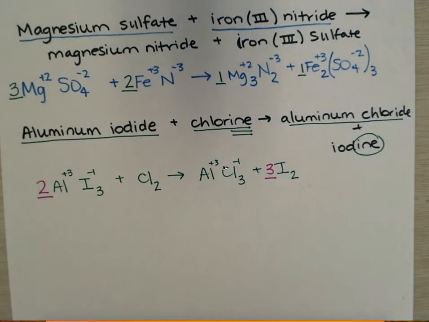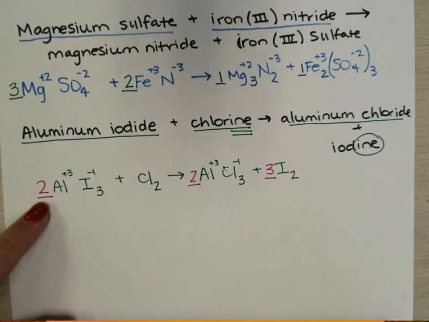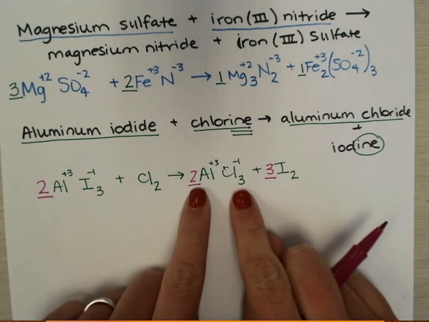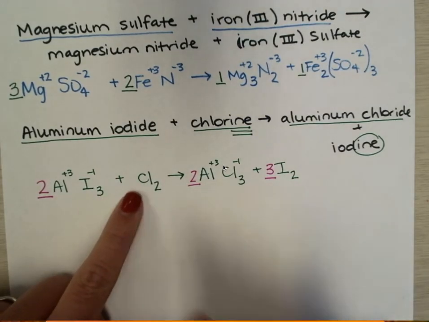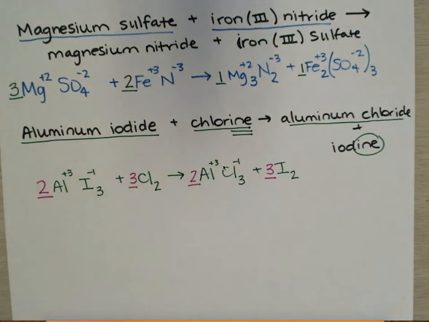But now I've changed my aluminums by doing that, so I need to put a 2 for my aluminums here. That now gives me 6 chlorines on this side of my equation. So on my reactant side, I need to put a 3 to balance that. Okay?